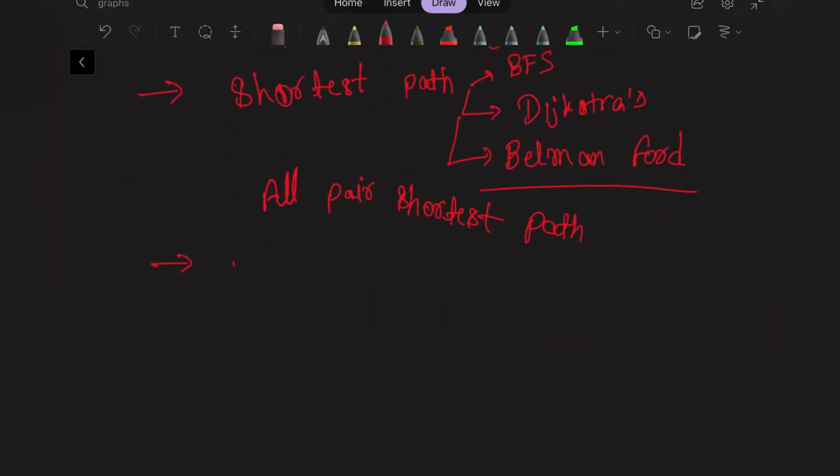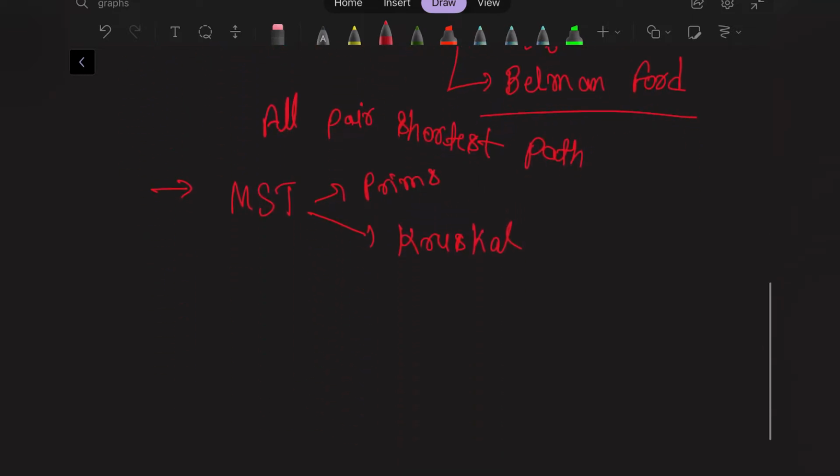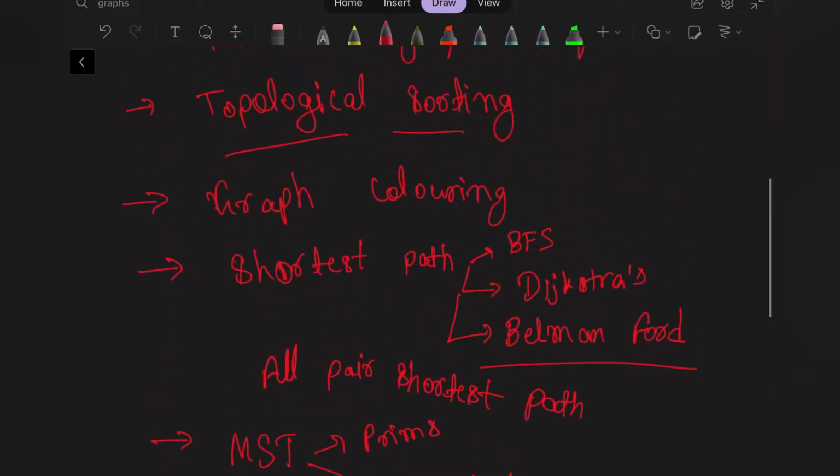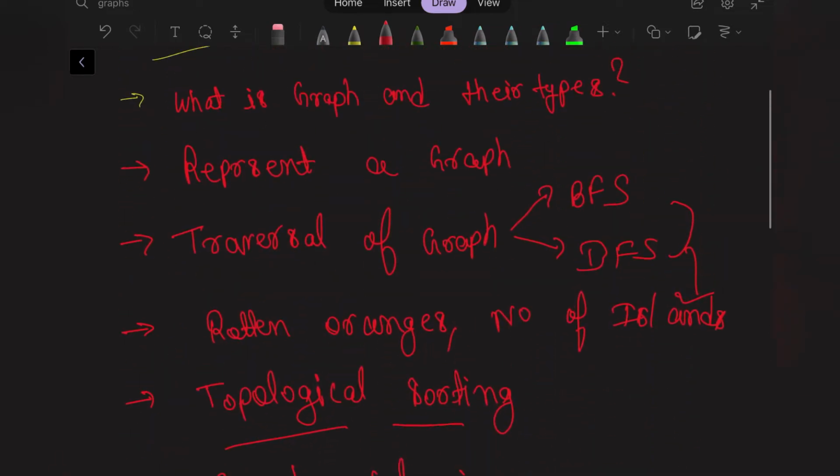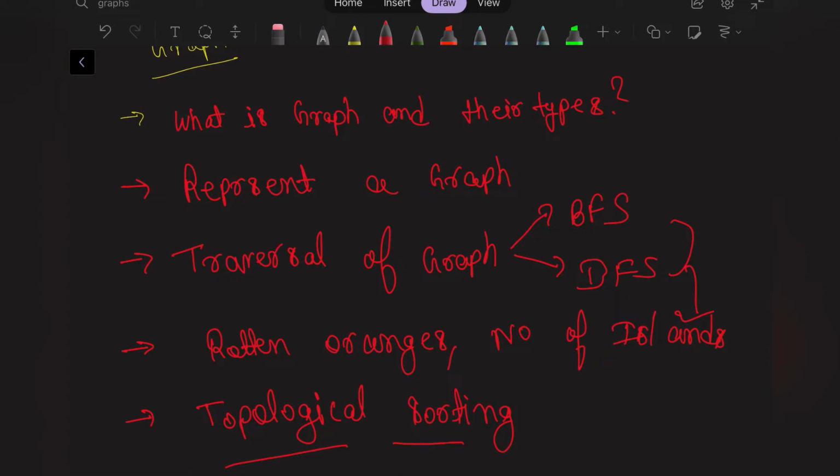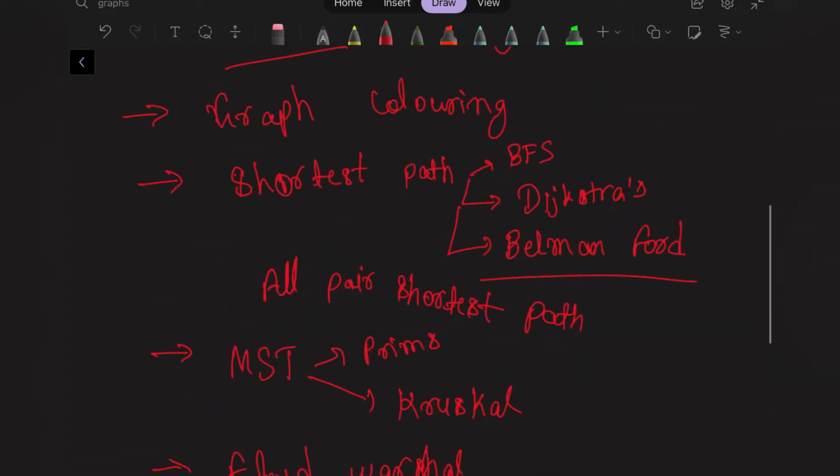After that, we are going to discuss MST, minimum spanning tree, using Prim's and Kruskal. We are also going to see the Floyd-Warshall algorithm. These are the most important things we are going to discuss and have a look at, and we are going to solve questions among them.